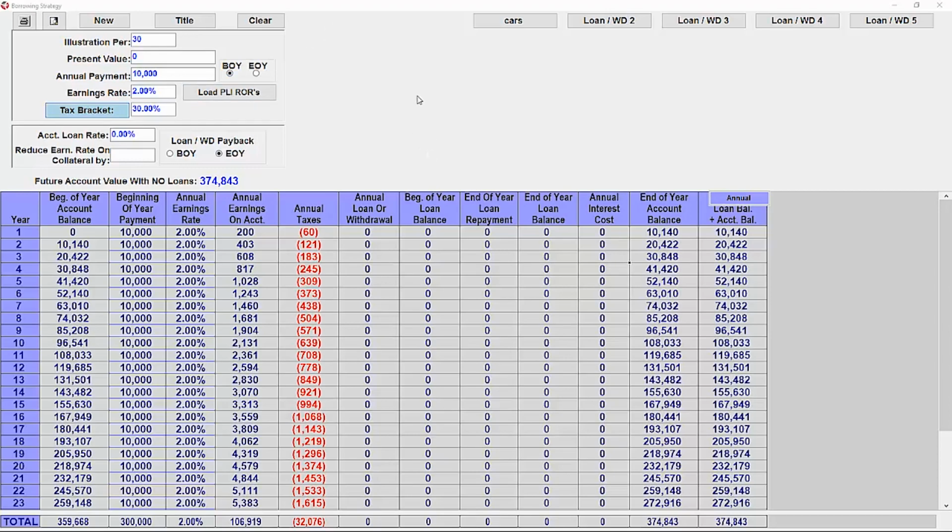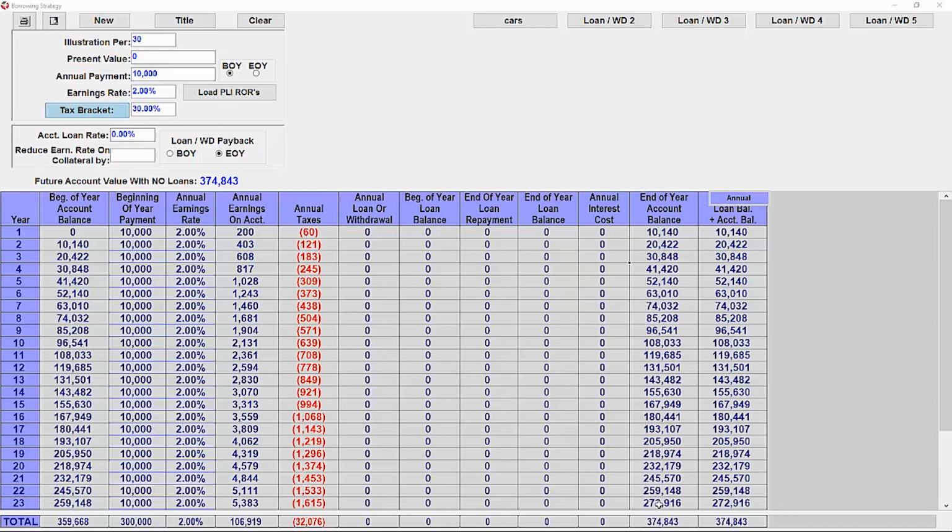The first thing I want you to notice is that you're putting $10,000 in for 30 years, so you're going to have $300,000. You're earning 2%. The taxes that you would have to pay are a little over $32,000. But at the end of 30 years, this individual would have $374,000 plus in their account.